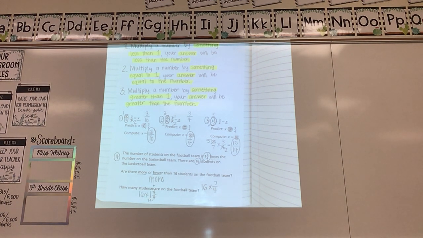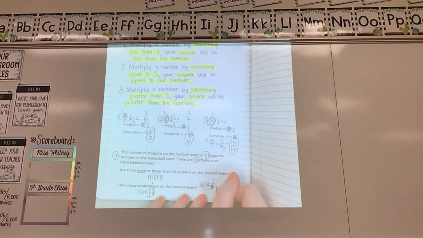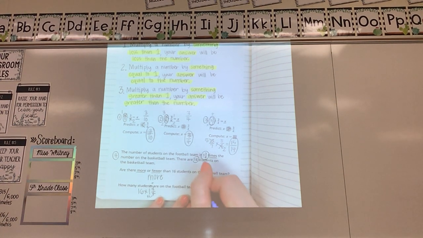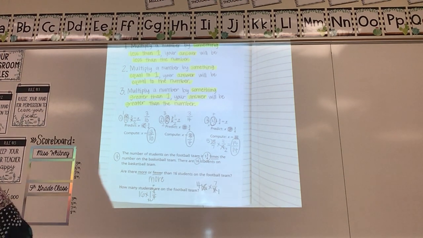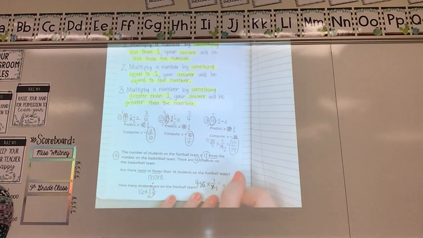Then I want to simplify if I can with the big number in the bottom. Simplify going down. Well, is there anything that goes into both 4 and 16? 4 goes into both of them. So 4 will go into 4 1 time. 4 will go into 16 4 times. Now when I multiply, I do big number times the top. So go up to multiply. 4 times 7, that is 28. My bottom number stays the same.